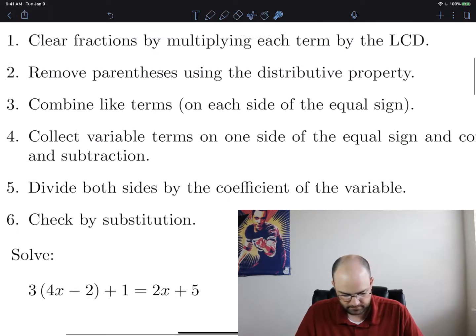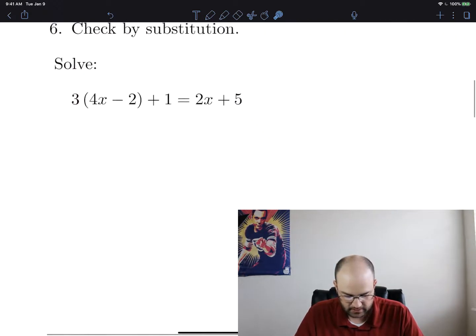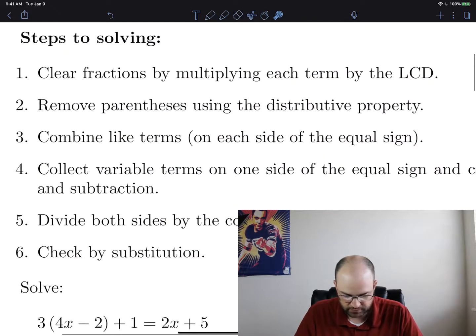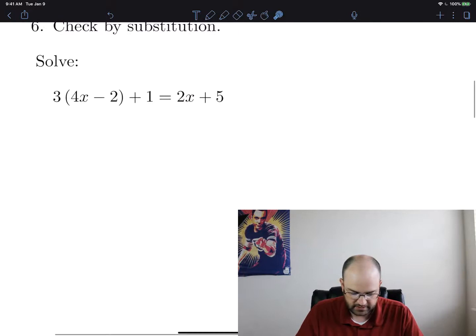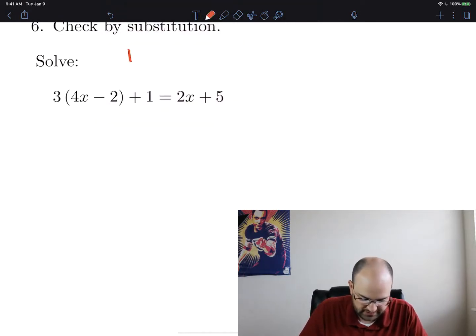Now, up here, the very first thing says to clear fractions by multiplying each term by the LCD. Well, there aren't any fractions, and so as a result, we can skip that step. The second step is to remove parentheses using the distributive property. But let's go ahead and remind ourselves what the distributive property is.